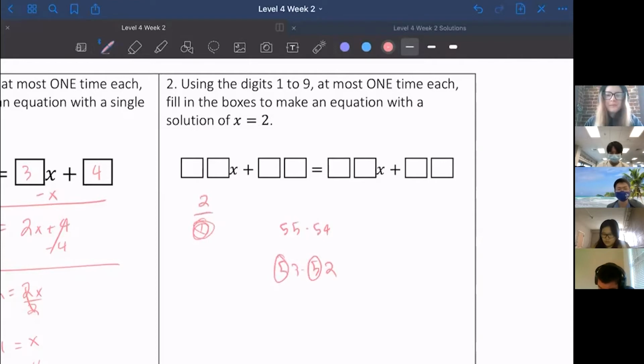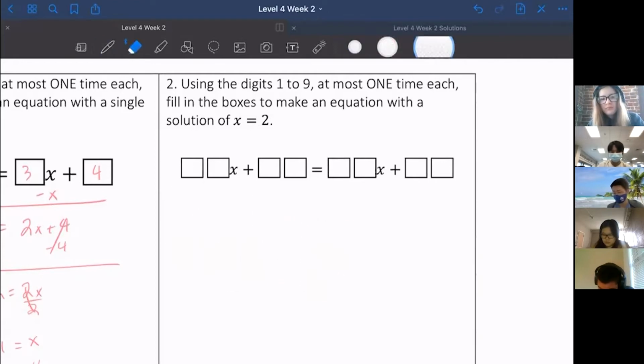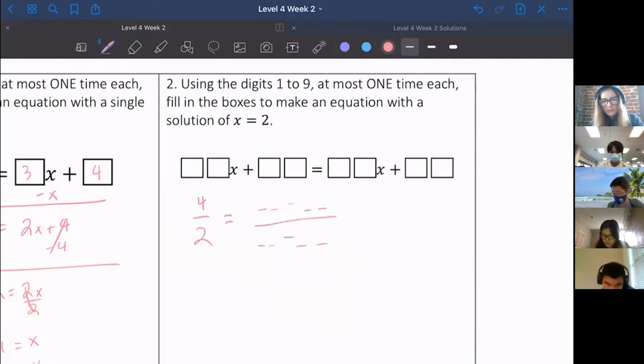So then we can move up 1. Let's try 4 divided by 2. And I think you can make one solution using 4 divided by 2. We're going to have a 2-digit number here minus a 2-digit number here, divided by a 2-digit number here minus a 2-digit number here.